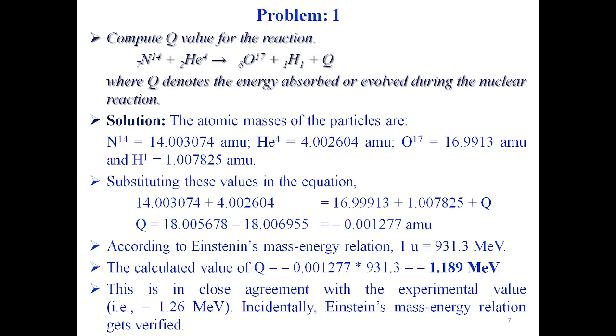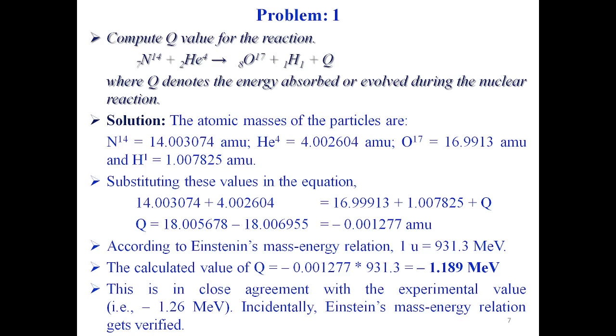Now we can discuss a few problems. In the first problem, compute the Q value for the reaction. The reaction given is nitrogen plus alpha particle. Here nitrogen is the target nucleus N-14-7 and the alpha particle is the projectile, which gives oxygen-17-8 plus H-1-1, that means a proton, plus Q, where Q denotes the energy absorbed or evolved during the nuclear reaction. So now let us compute the Q value for this reaction.